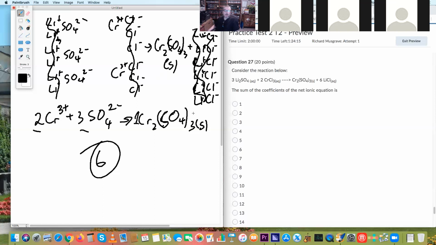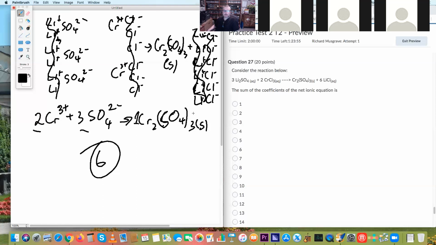But we know that they're going to cancel because they're not part of a solid. We know that anything that's going to be aqueous on each side is just going to cancel out. So we're just going to be left with those things. It's the chromium and the sulfate, enough to make up whatever solid we have.